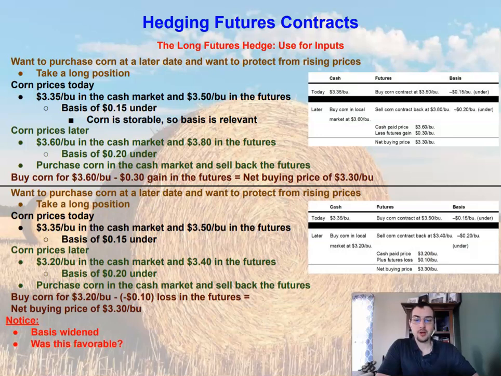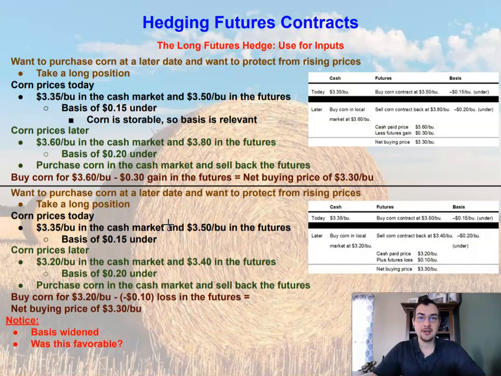Now in this video, we're going to talk about using the long futures hedge for inputs. A lot of times agribusinesses are not only selling their outputs, but they may be buying commodities as their inputs. They want to lock in those prices for the commodities they use as inputs, because those prices are fluctuating too.